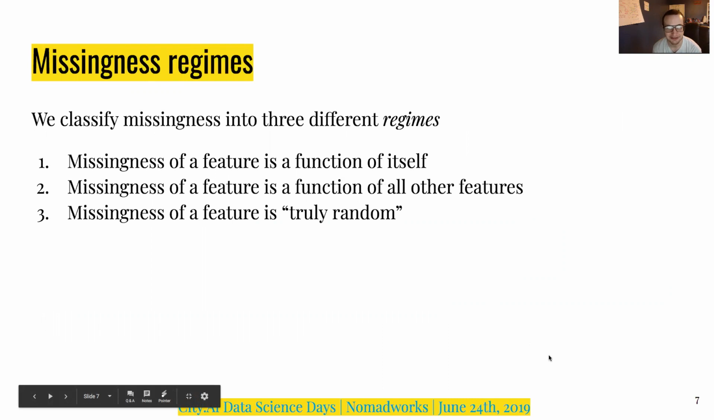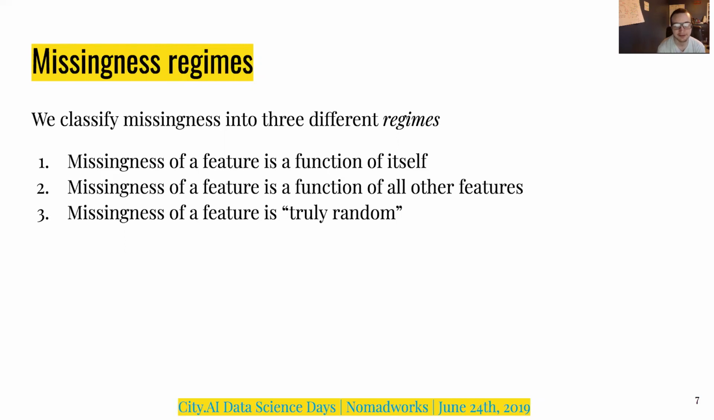Missingness is classified into three different regimes, we call them. The three different ways data can be missing, where missingness is a property of the data set, right? In one way, missingness of a feature is a function of that feature itself. A feature can predict its own missingness.